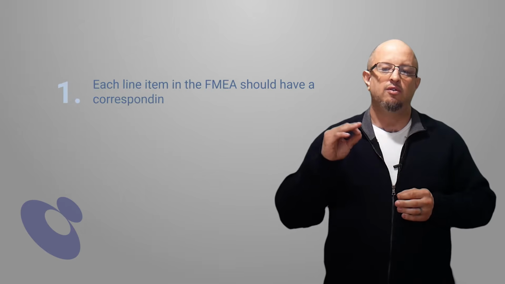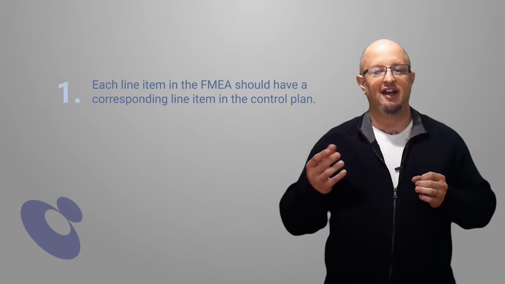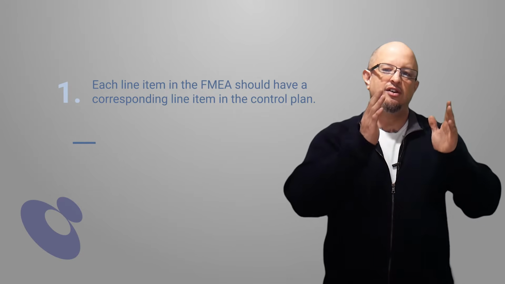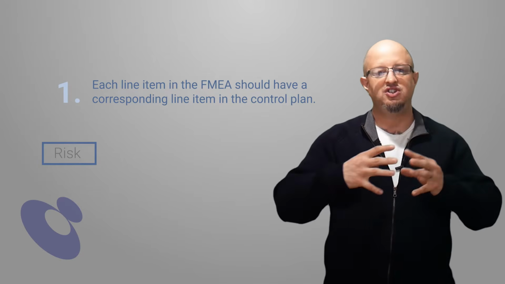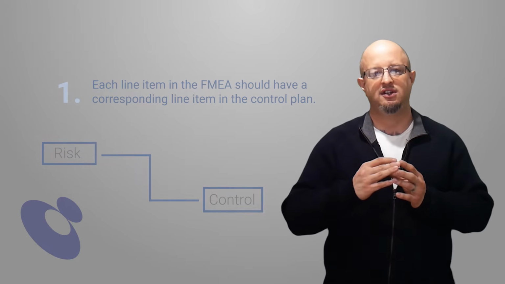The first one, go through your FMEA and make sure that every line item in the FMEA has a corresponding line item in the control plan. Think of it like a conversation. If you say that there's a risk in your FMEA, but you don't have a corresponding control, you're only having half of the conversation. So a lot of times your control plan won't be effective because the risk that you identified in the FMEA is never carried over. So that's really the first big thing that I would highly recommend that you do. Go through, make sure every line in the FMEA matches the line of the control plan.